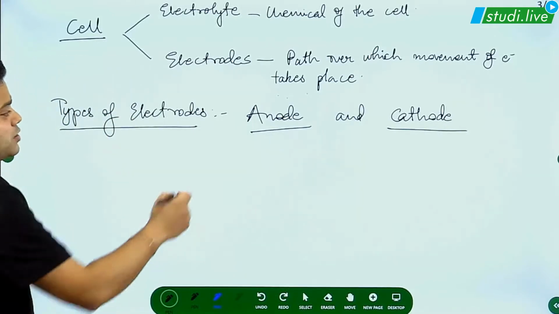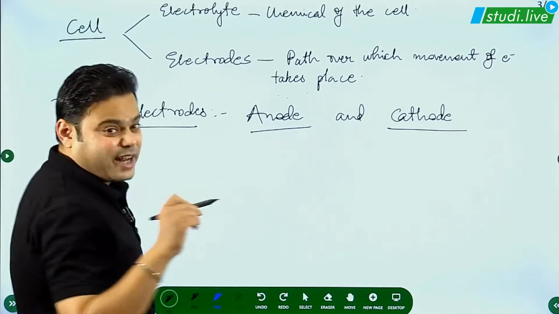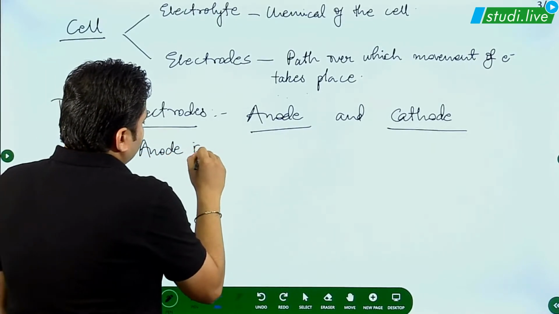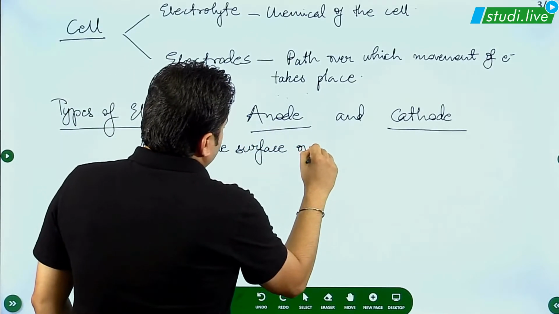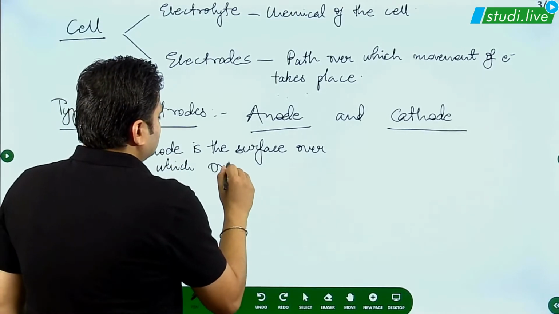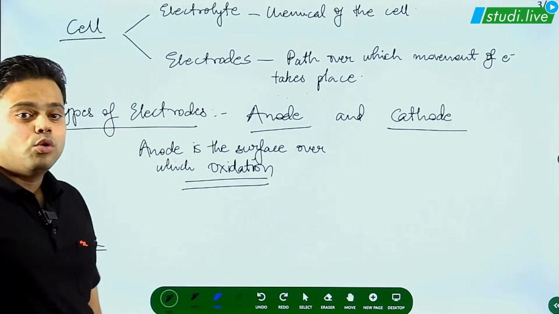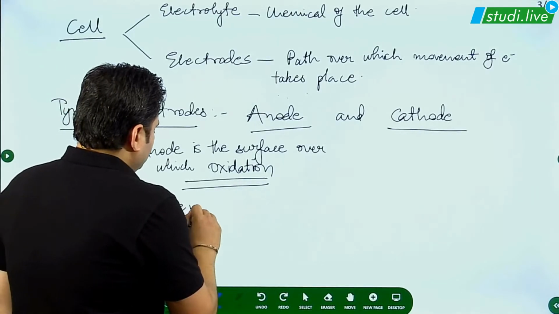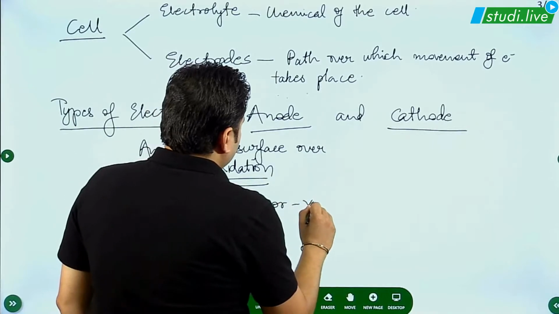How do you identify what is an anode? You identify an anode by the reaction taking place on it. So anode is the surface over which you will notice oxidation. Anode may be positive or negative.